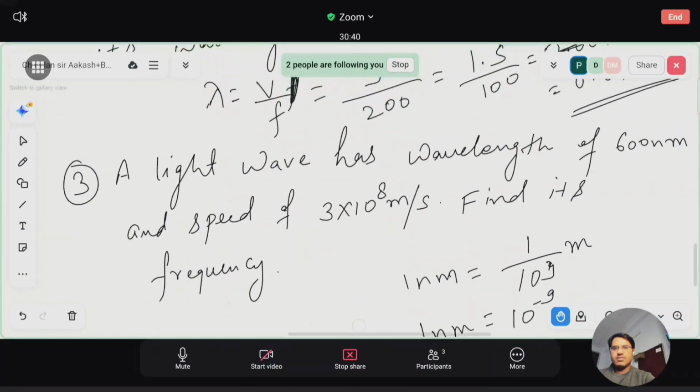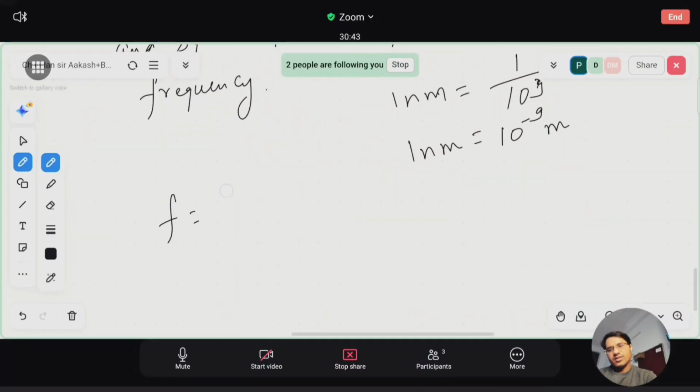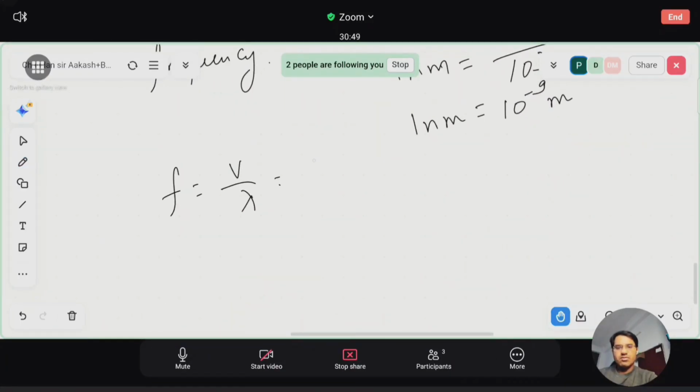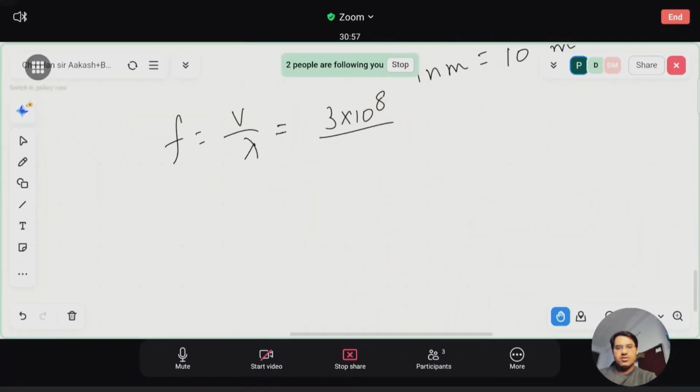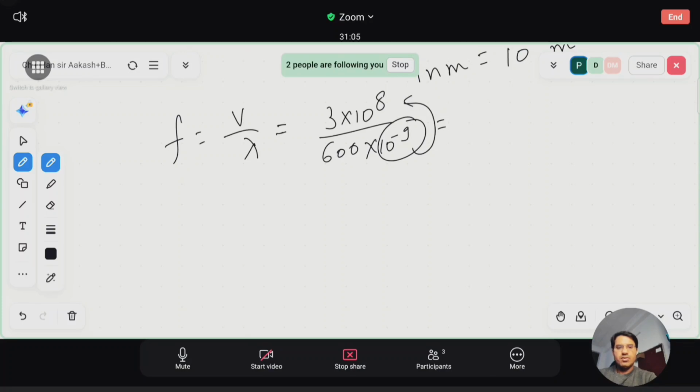So basically we have to do the same thing here. Frequency is v over lambda. V was given as 3 into 10 to the power 8, and lambda was how much? Lambda was 600 nanometers, so 600 into 10 to the power minus 9. So this power can go up, isn't it? Before going up, it can do one thing. These two zeros are there, so 10 to the power 2 is there basically.